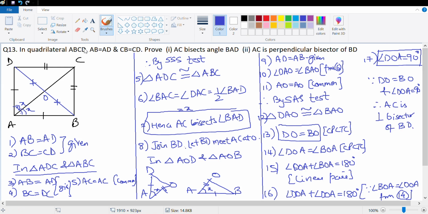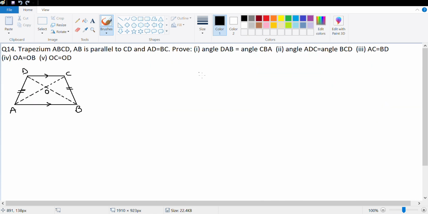The next question that we do is question number 14. Question number 14, very interesting question. This is asking us to prove the properties of an isosceles trapezium. So trapezium ABCD, AB is parallel to CD, AD and BC are equal. We need to prove that the base angles are equal, we need to prove that the diagonals are equal, and we need to prove that the corresponding parts of the diagonals are equal. So let's look at this question.